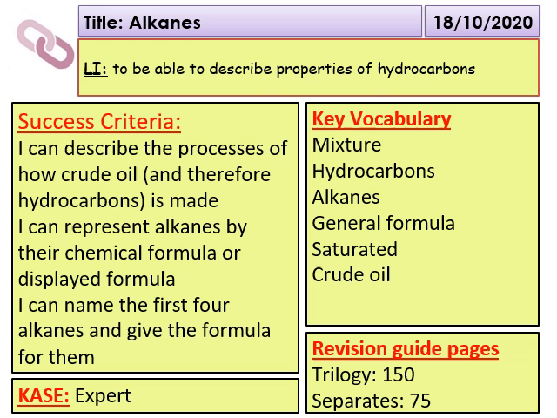As you can see, our title for today's lesson is Alkanes. We will be looking at the process of how crude oil is created and what the main components of alkanes and their structure are. If you have your revision guides with you, if you've got the Trilogy, it's page 150, and for Separates, it's page 75 in your chemistry book. These will help you along in the lesson today.